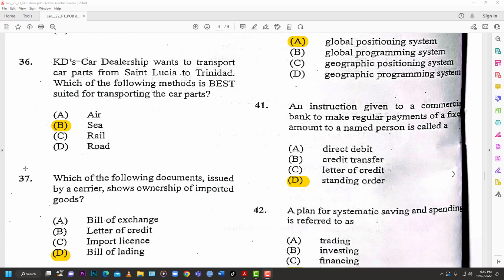Right? 36. Keddy's car dealership wants to transport car parts from St. Lucia to Trinidad. Which of the following methods is best suited for transporting the car parts? Of course, car parts tend to be heavy, and so air might not be so cost effective. Naturally, it cannot be rail, it cannot be road, because there is no railway or road between St. Lucia and Trinidad. Two islands, therefore you have to cross the sea. So the best answer is by boat, the C.